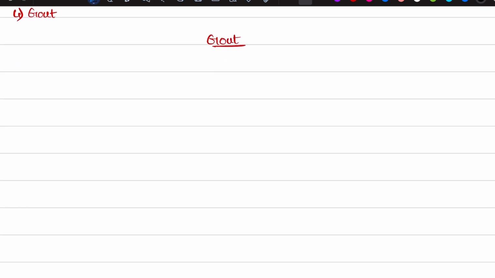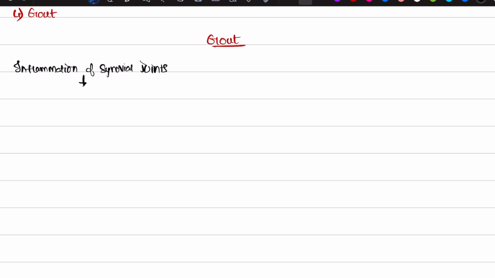The crystal induced inflammation of synovial joints. What are these crystals? These crystals are monosodium urate crystals. Remember this point. What type of crystals are these? These are monosodium urate crystals. Let me write it first. Inflammation of synovial joints.